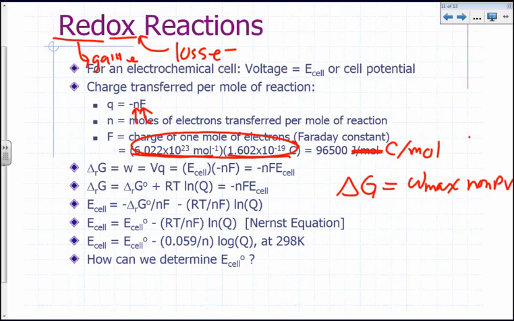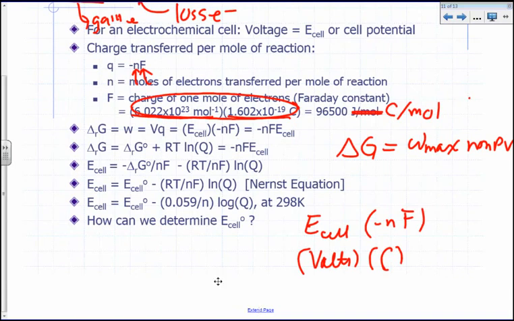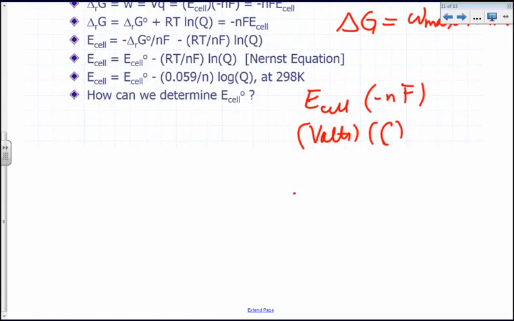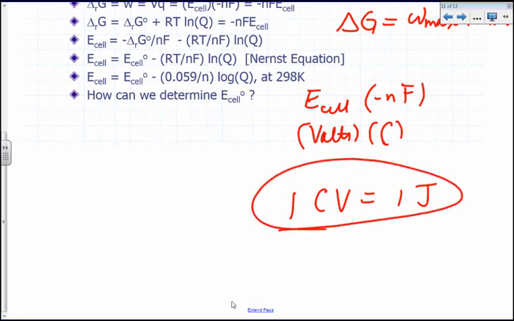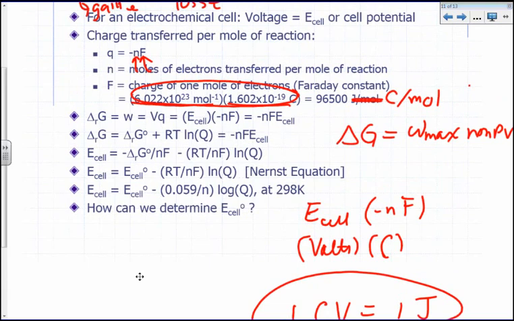All right, let's look at our units here. E cell is in volts, right, and negative nF is in coulombs. A coulomb volt, 1 coulomb volt is 1 joule. So that has units of energy. So delta G would be negative n times the Faraday constant times the cell potential. Now this delta G is dG/dξ.